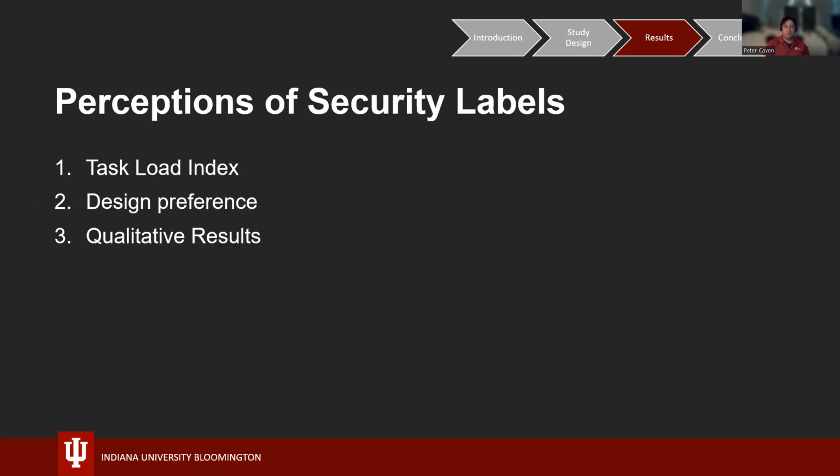So the usefulness of labels is also contingent on the cognitive burden the label places on the individual. We can use the task load index to quantify this burden. We also seek to understand shifts in design preferences in that pre and post study, and then we can tease that out with our qualitative results.